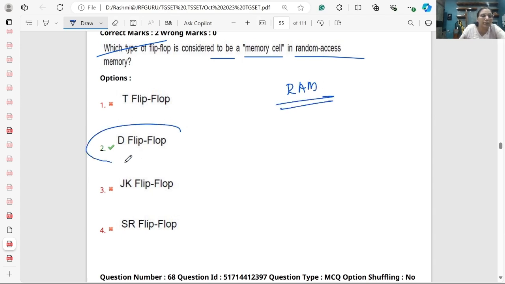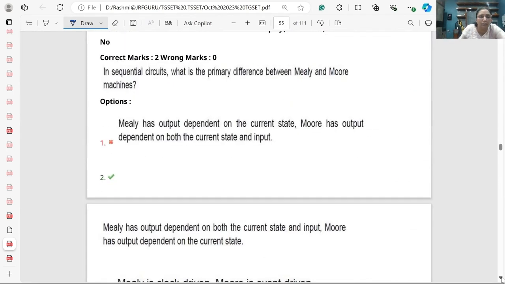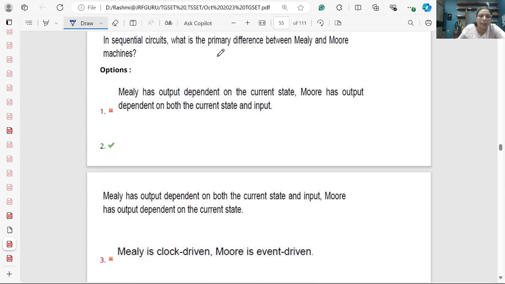In RAM, we use the D flip-flop. Got it? We use the D flip-flop in sequential circuits.